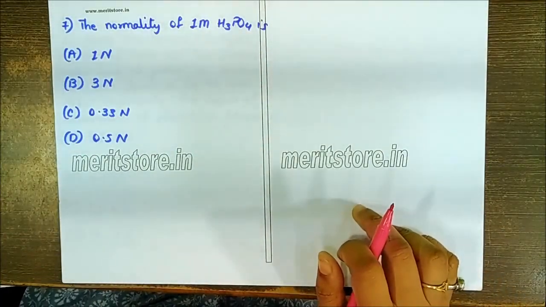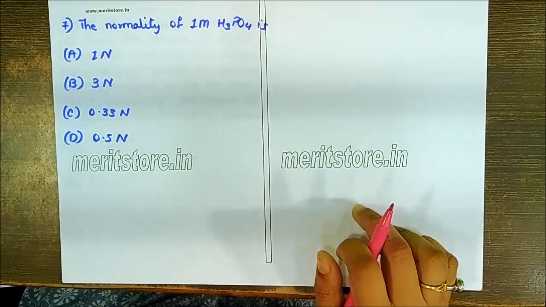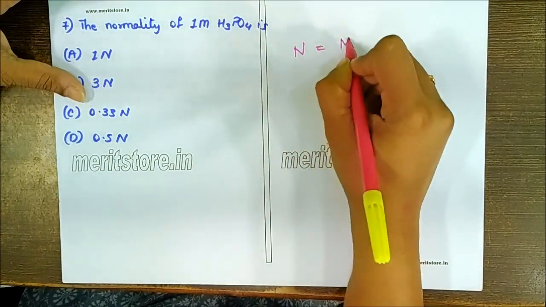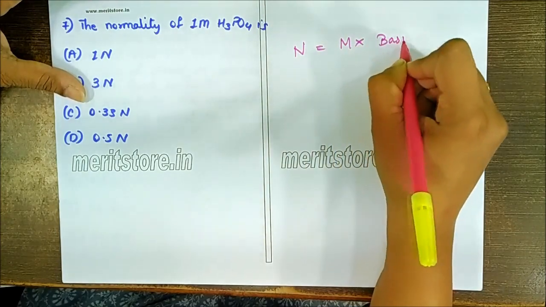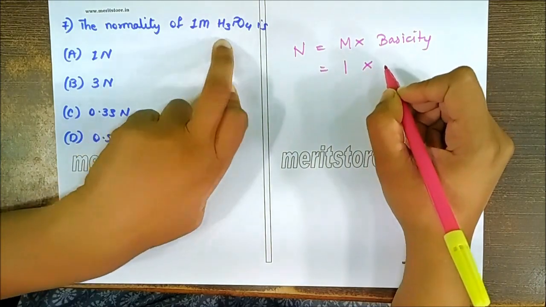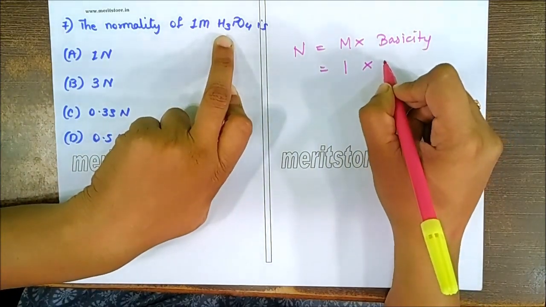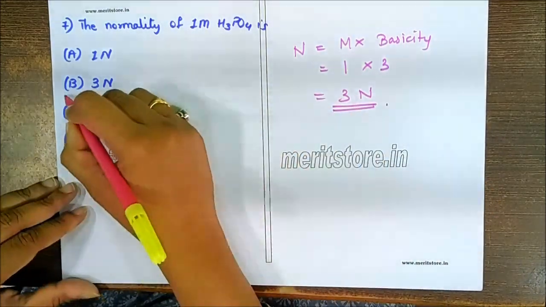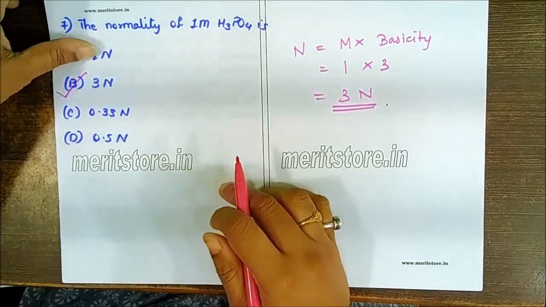Question number 7: we have to find the normality of 1 molar H3PO4. The normality is equal to molarity times the basicity of that acid. Here the molarity given is 1, and the basicity is 3, as there are 3 H+ ions contributing. So that equals a 3 normal solution. Hence our answer is option B.